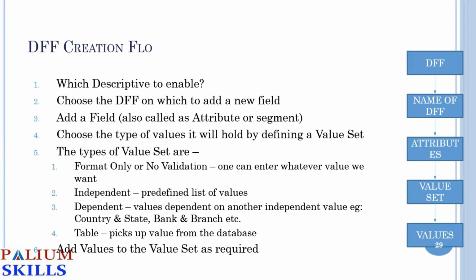Table picks up the value from the database. That means whatever data you're saving in the database, all that data you will get in your table type of value set. You can write a query and fetch the data. And you add values to the value set as and when required, as per the rules that are applicable. In format only, there is no value to add. In independent, you need to add a value. Dependent, you need to add a value. In table type, again, you don't need to add any values. They are picked up from the database.